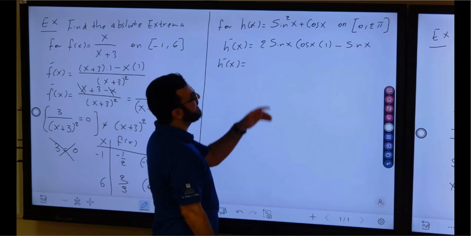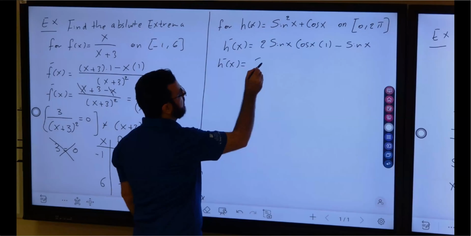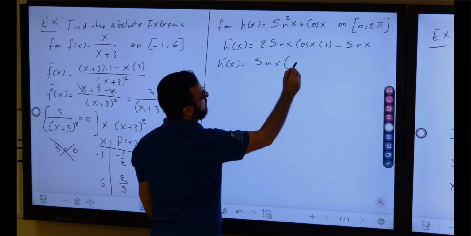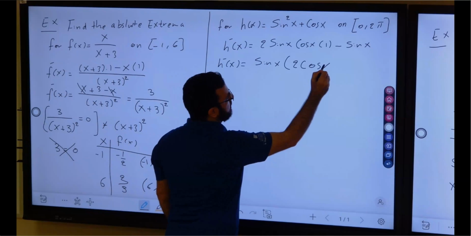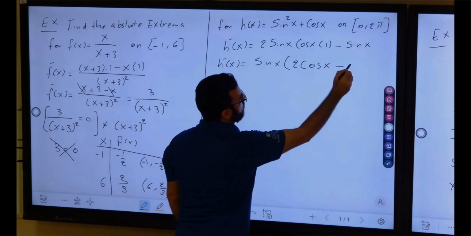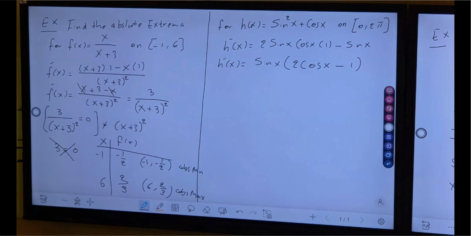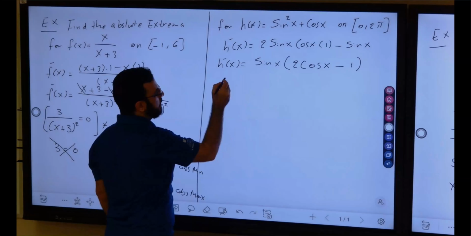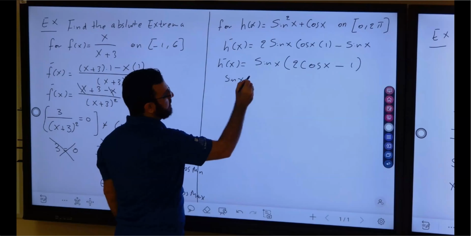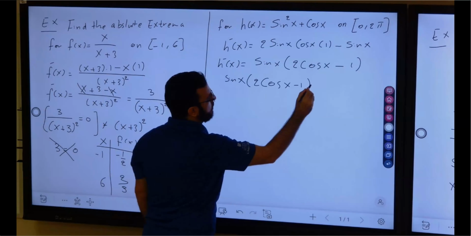So what's the common factor here? Sine. Take the sine out. Sine x, what's left? 2 cosine x minus 1. You factored out the sine. So now I need to set the derivative equal to 0. That's sine x times 2 cosine x minus 1 equals 0.